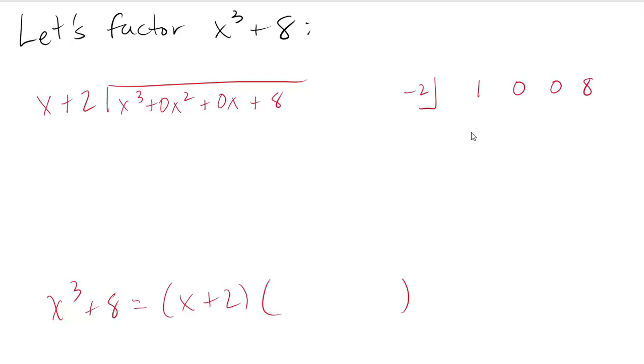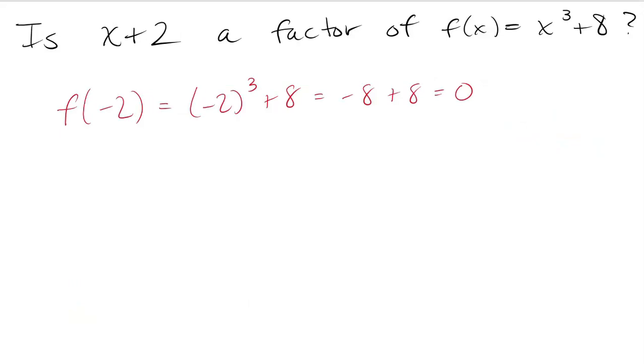I'm a much bigger fan of synthetic division when it's an option, so that's how you're going to see me do it here. I drop the 1, 1 times negative 2 is negative 2, 0 plus negative 2 is negative 2, negative 2 times negative 2 is 4. Add together, 0 plus 4 is 4, negative 2 times 4 is negative 8, and 8 plus negative 8 is 0. We should not be shocked by this remainder of 0. We just showed that it was a factor.